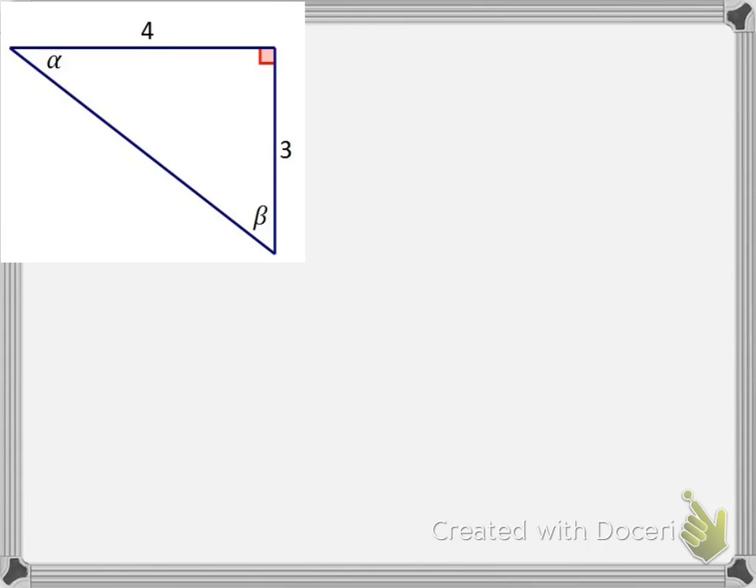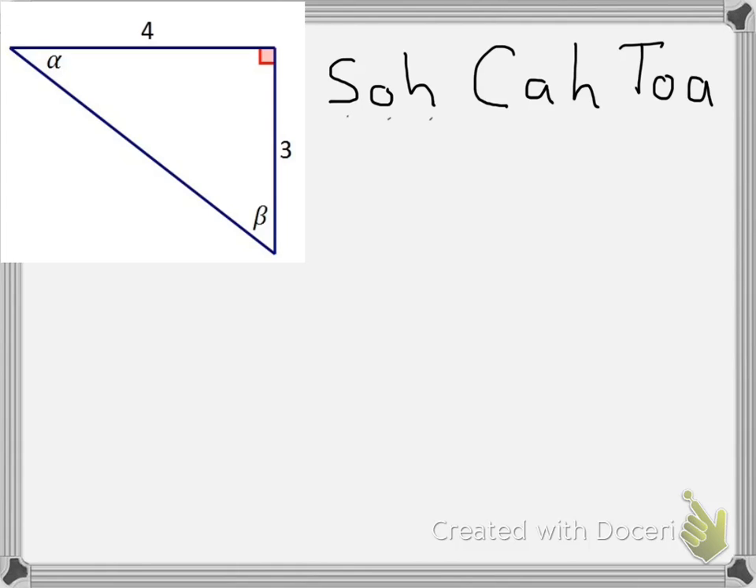And so there was an acronym that we learned for the trig ratios. There was SOH, CAH, and TOA. Okay? The sine, so if we look at it right here, the sine is the opposite over the hypotenuse.